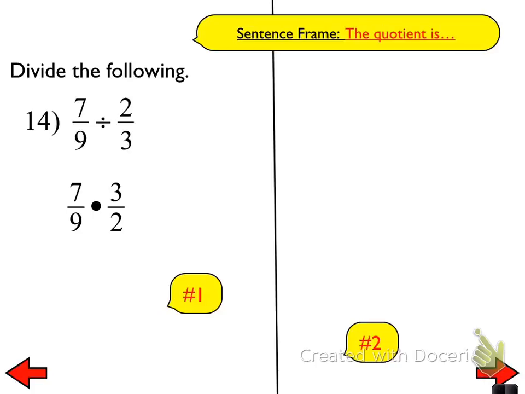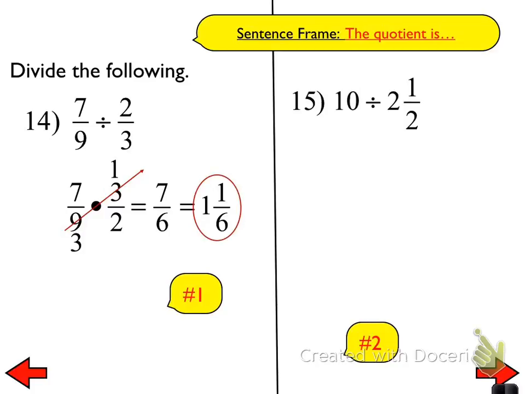I'm going to check, does 7 and 2 have anything in common? Nope. Does 9 and 3 have anything in common? Yeah. They have a factor of 3 in common. So 9 divided by 3 is 3. 3 divided by 3 is 1. So I'm going to multiply straight across now and get 7/6, which will turn into 1 1/6. Okay.